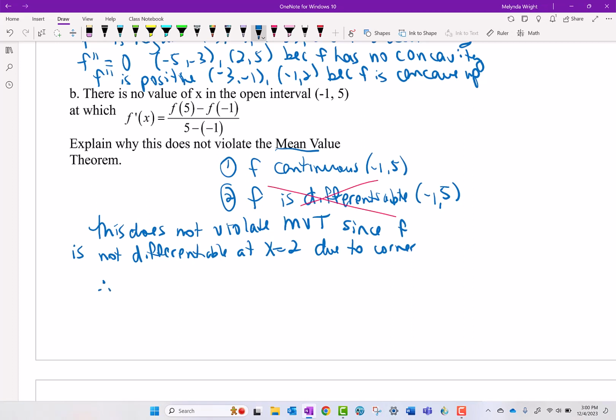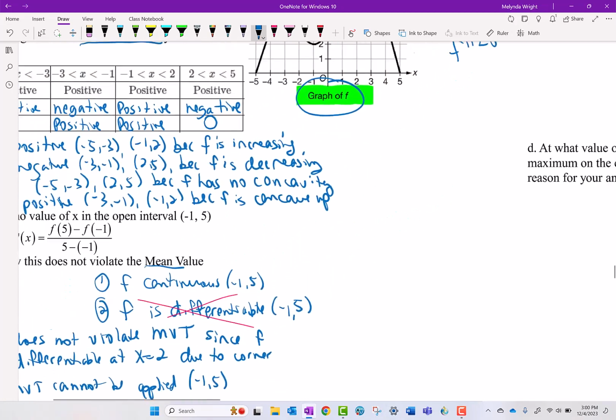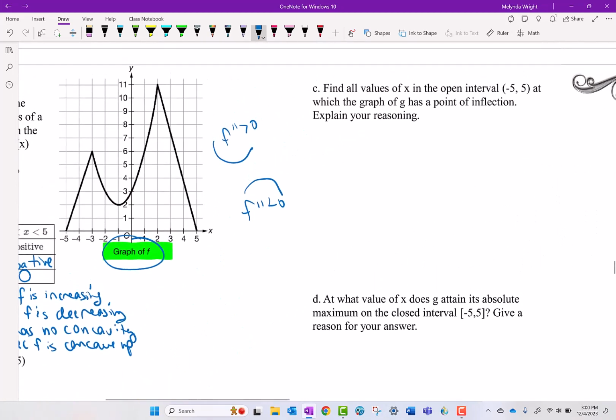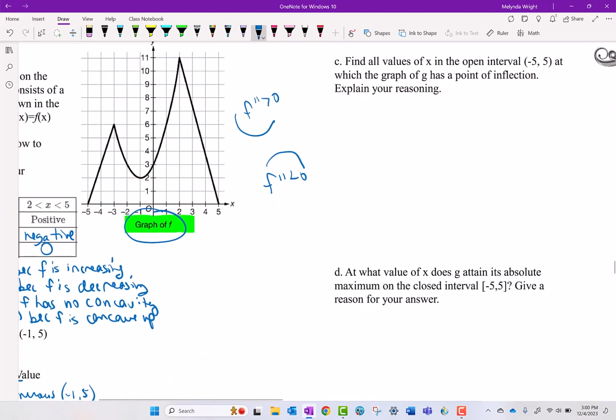So therefore, MVT cannot be applied from -1 to 5. All right, so that's why it's okay. That's why we're good. All right, we got a couple more parts. Let's look at what we got going on here. So part C. All right, find all values.